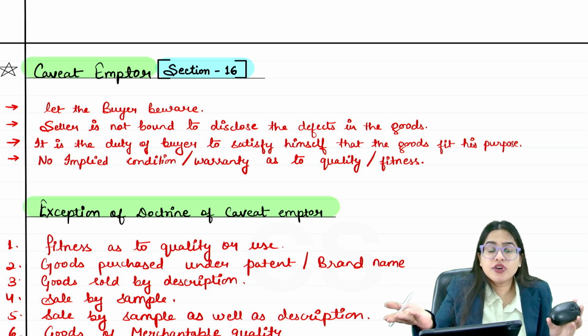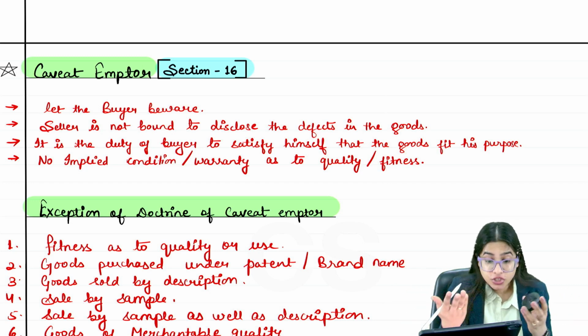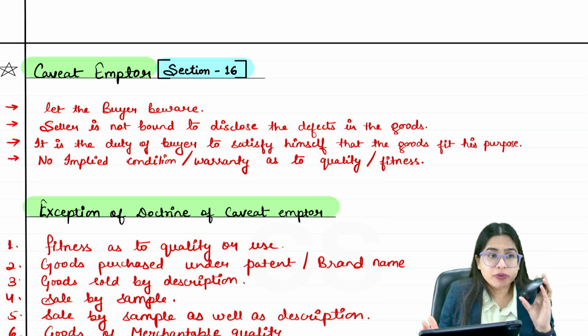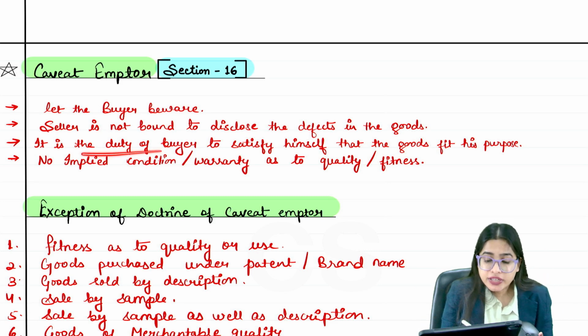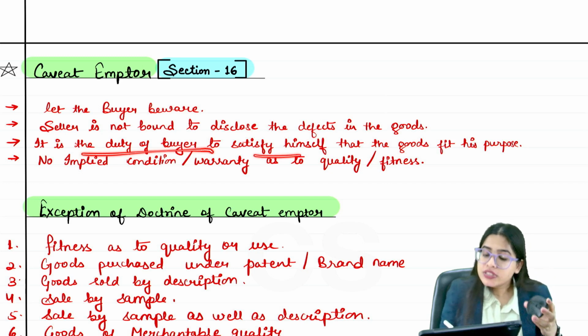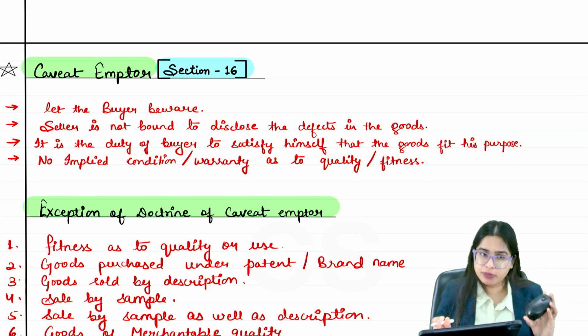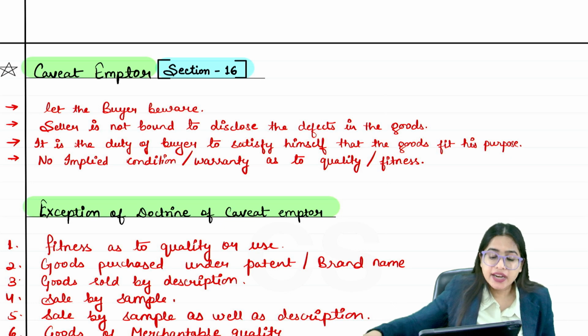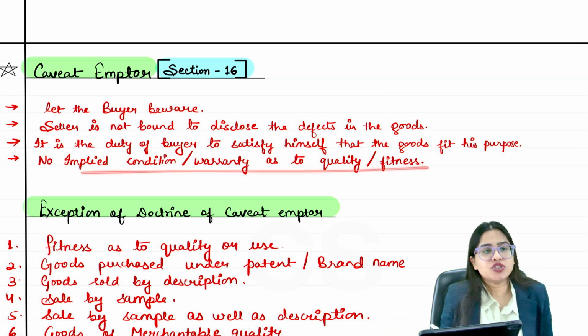It is the buyer's responsibility. You are buying now. You are putting your money. You are spending your money. You check whether these goods are proper for your purpose or not. So it is the duty of the buyer to satisfy himself that the goods fit his purpose. Are you understanding? And there is no implied condition as to quality or fitness.